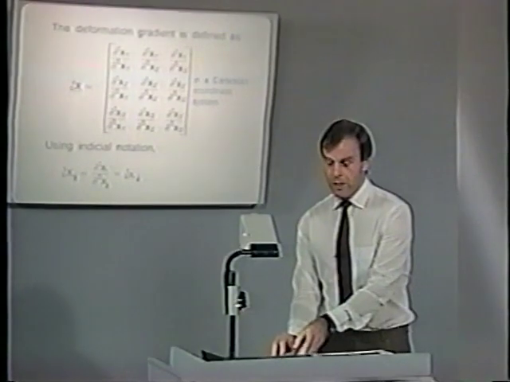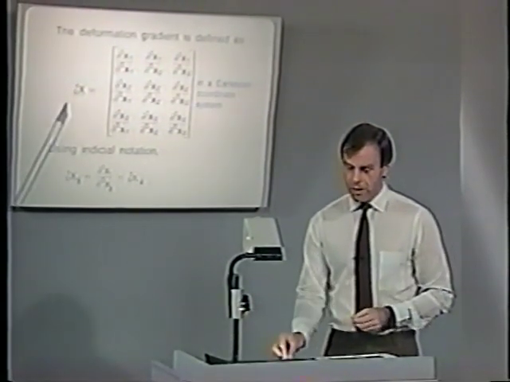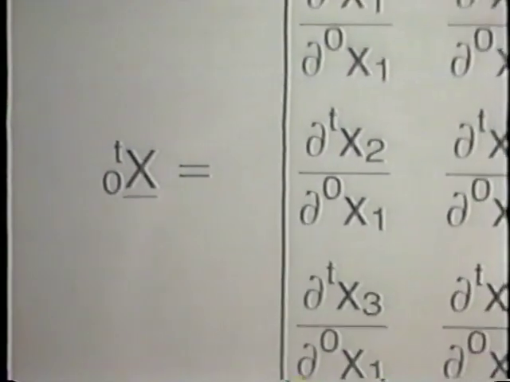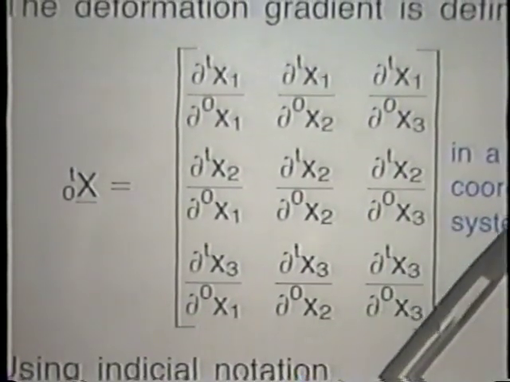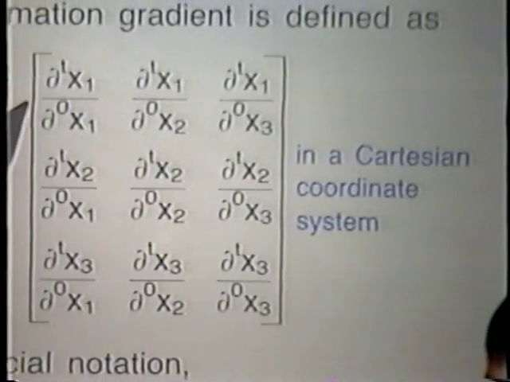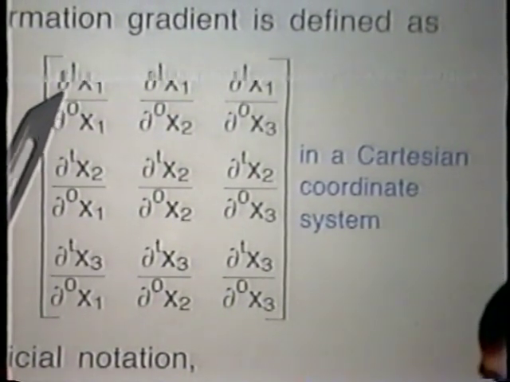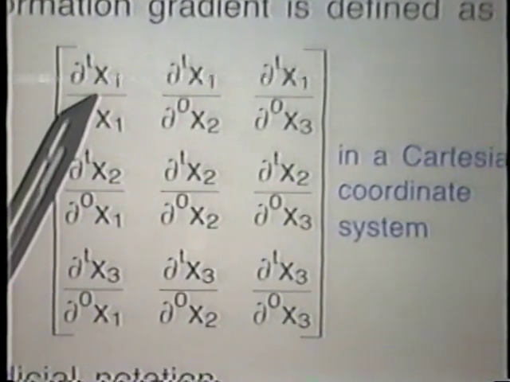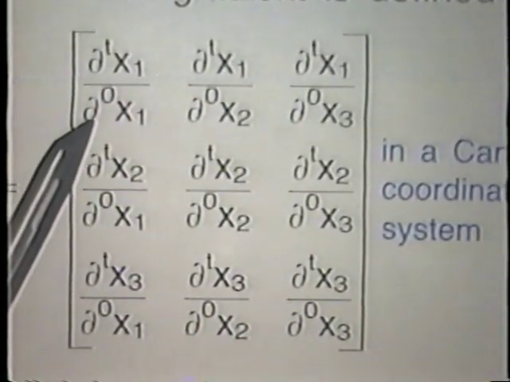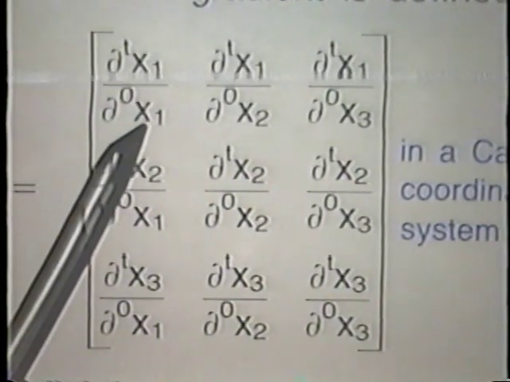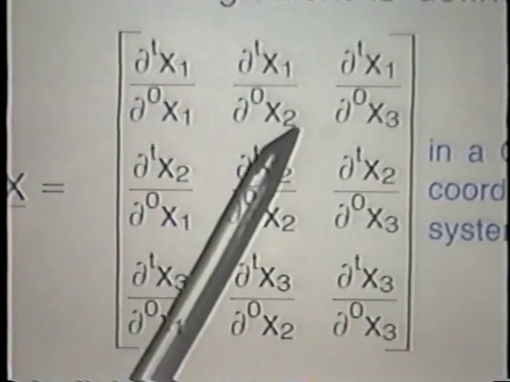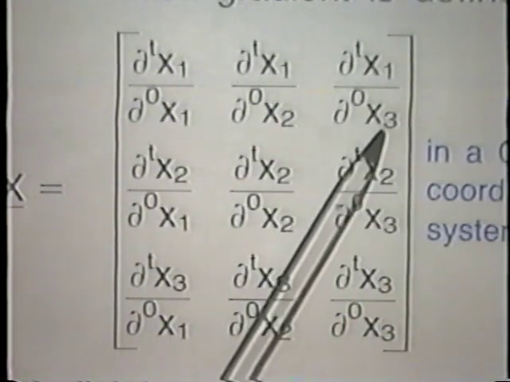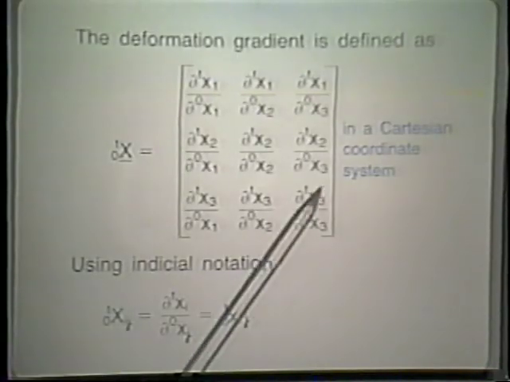The definition of the deformation gradient is as follows. Here we have T0x being equal to a matrix, a large matrix, which of course is written in a Cartesian coordinate system. And notice what we are doing in the elements of that matrix. We take the partial of Tx1 with respect to 0x1. In other words, we are taking the coordinates at time t and differentiating them with respect to the original coordinates. Here, the one component with respect to the one component. Here, the Tx1 with respect to the 0x2. And Tx1 with respect to 0x3. Like that, we get a 3 by 3 matrix.